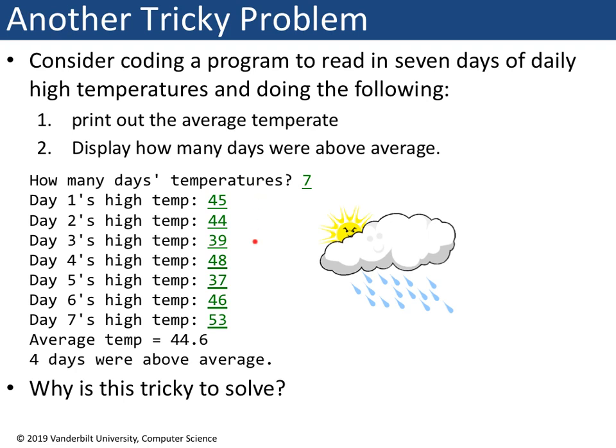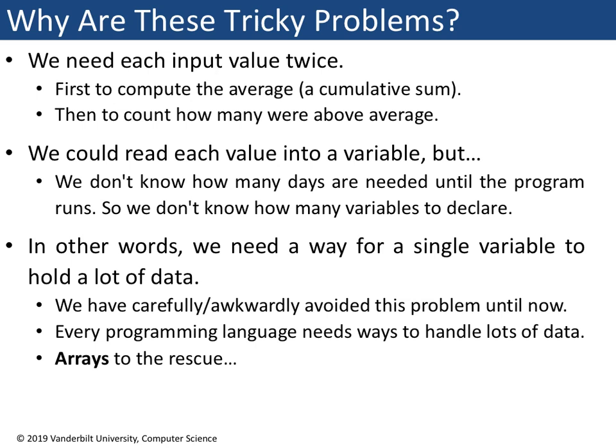store this data. So how would we handle this? So like we said, we need to look at each input value twice, once to calculate the average, and then once to see how many were above that average. And we don't know how many they're going to type in. So what we're really looking for here, rather than trying to figure out a way to make enough variables to store all the data, we really want one variable that's able to hold however much data we need.